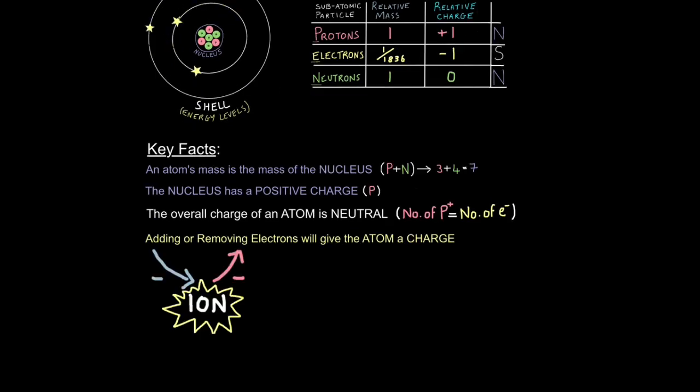So an atom that hasn't been tampered with will have a neutral overall charge, but if you do start playing around with it by adding or removing electrons, you will give that atom a charge. You could add more electrons, giving it a negative charge, and you could take away electrons, giving it a positive charge. Either way, you create an ion. An ion is a chemist's word for a charged atom.